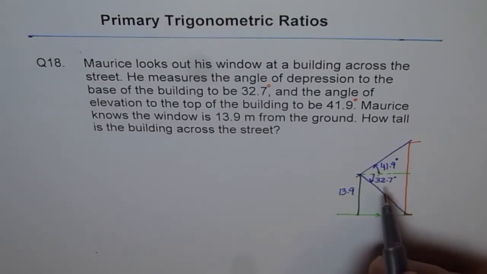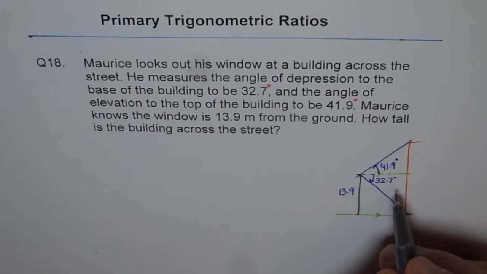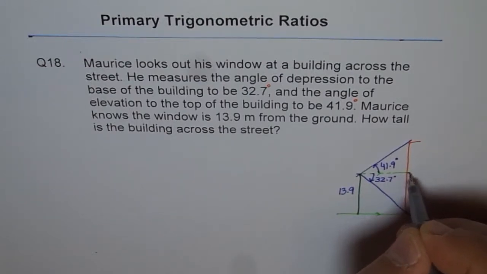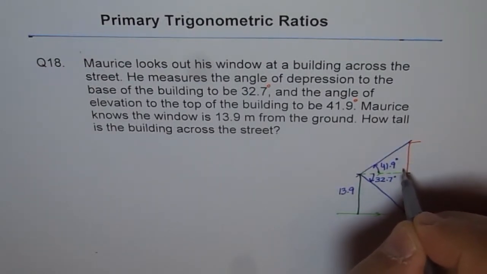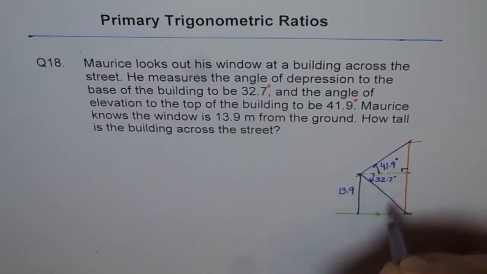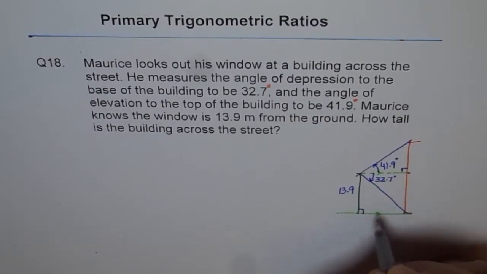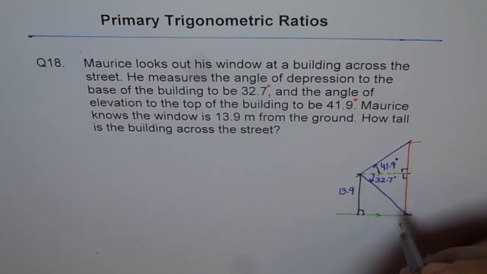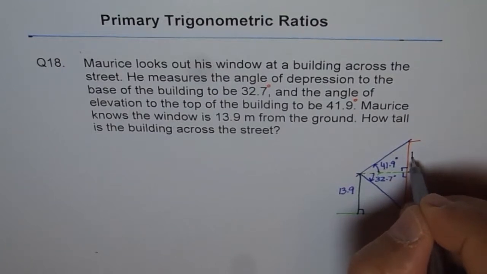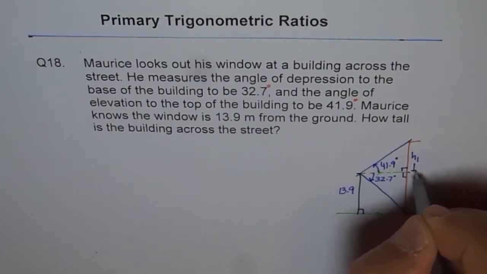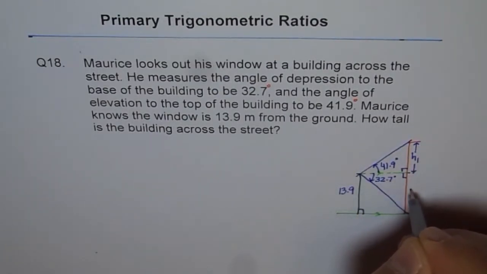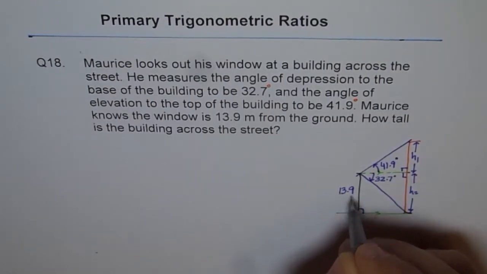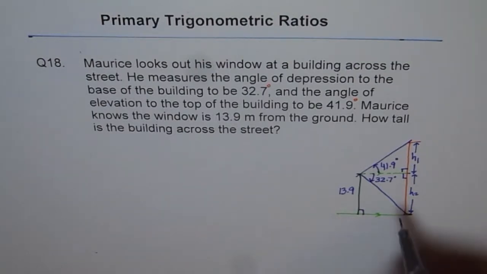So as you can see from here, we can solve these two triangles separately. This is a right triangle, and here this is a right triangle, correct? All these three are right triangles. So we can solve each triangle and then figure out what the height is. Let's say this height is h1 from here to here, and h2 is from his window downwards, which we know is 13.9, correct? So basically we want to find what height h1 is.